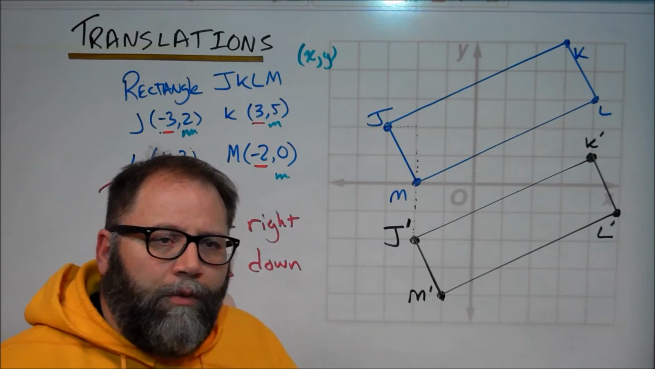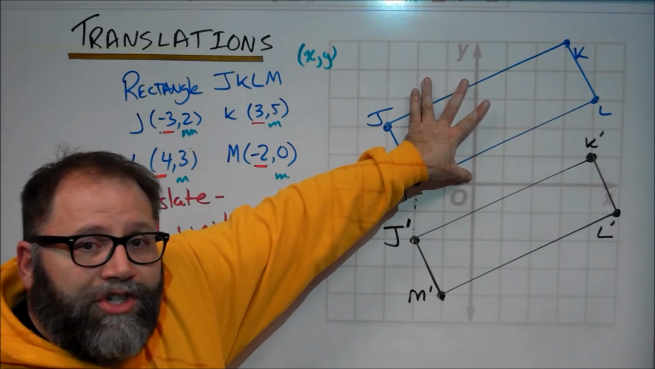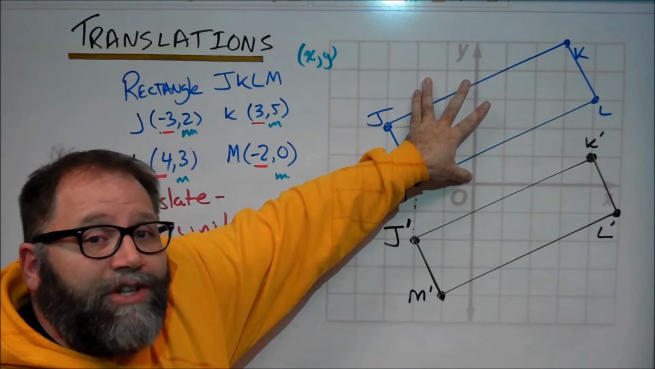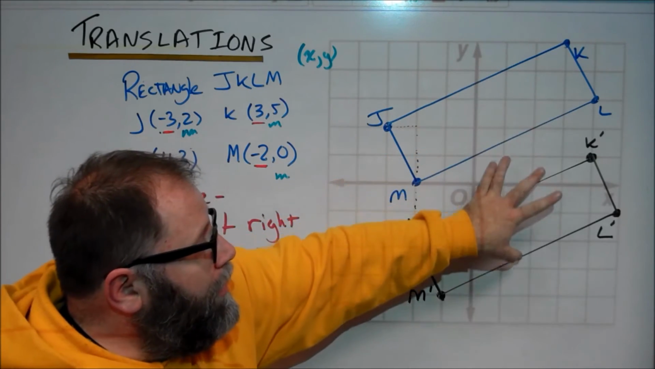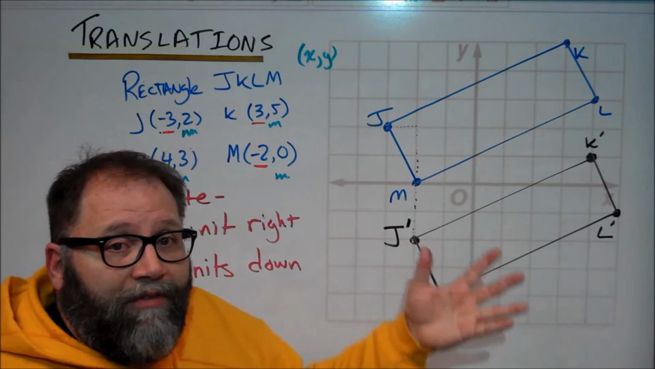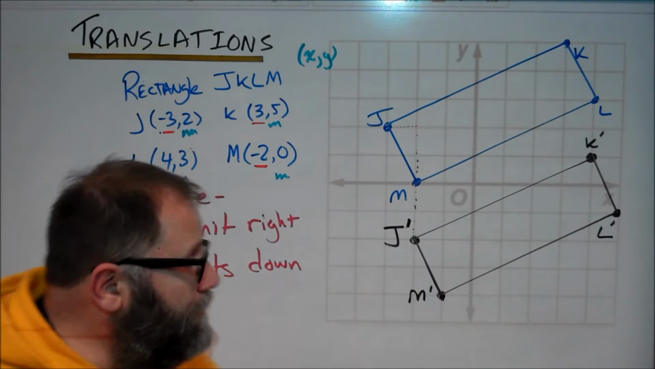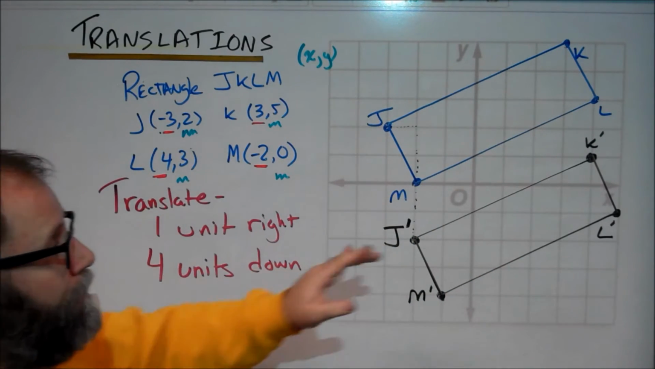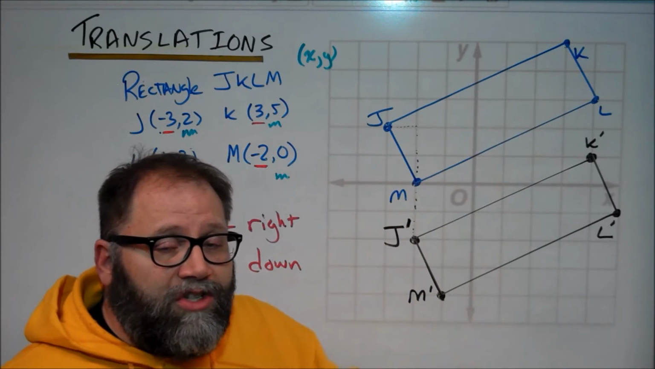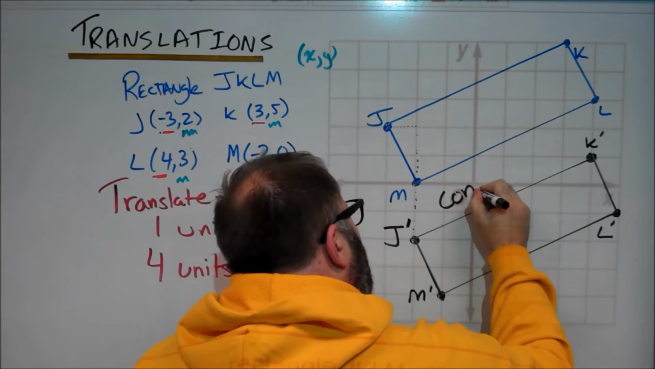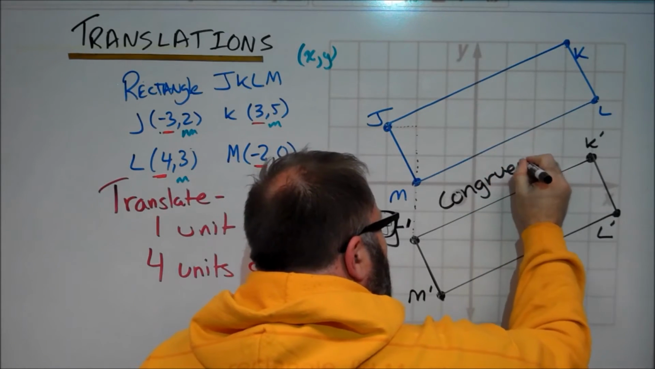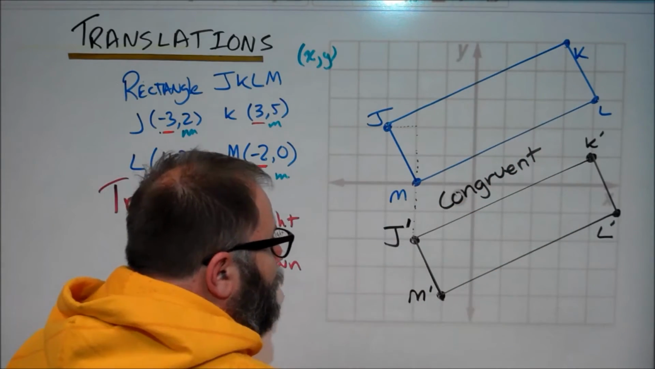Now we've done it. We've taken rectangle JKLM and translated 1 right and 4 down. And we have the exact same image. Now here's the key to it. We should make mention of this. There's a relationship between these two rectangles, and do not forget this, that they are congruent.